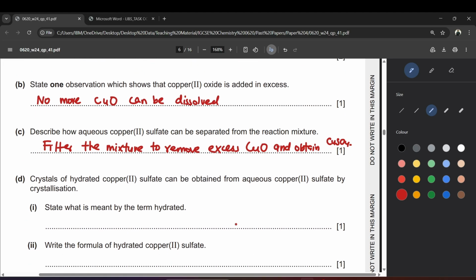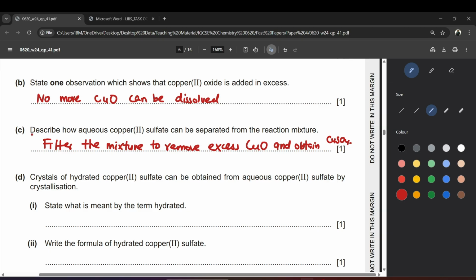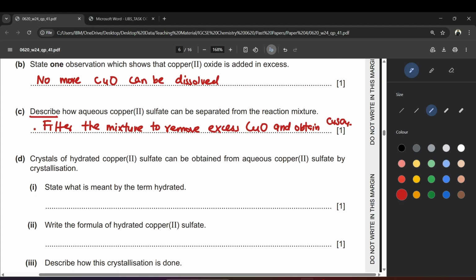Okay. Now remember it says describe. It did not ask you to state, right? So therefore do not just write filtration. Okay. So make sure that you explain a little bit. Whenever the question starts with describe or explain, that requires you to explain your answer a little bit.